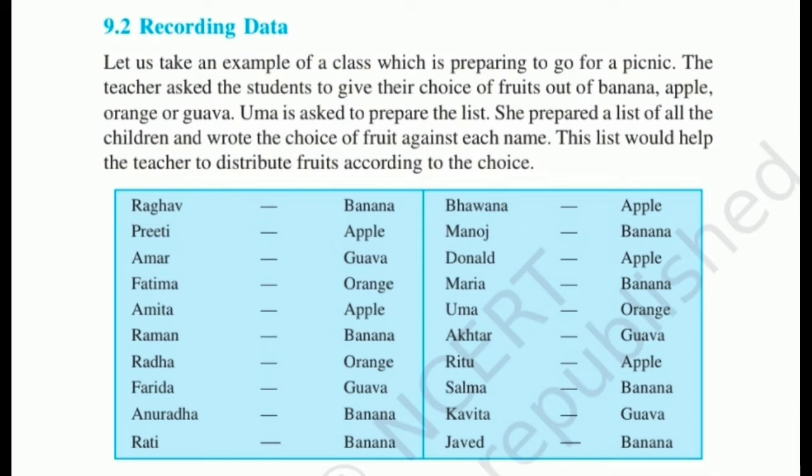Recording of data. Let us take an example of a class which is preparing to go for a picnic. The teacher asks the students to give their choice of fruits out of banana, apple, orange or guava. Uma is asked to prepare the list. She prepared a list of all the children and wrote the choices of fruit against each name. This list would help the teacher to distribute fruits according to the choice. So you can see in this chart the students' names and the fruit they liked.